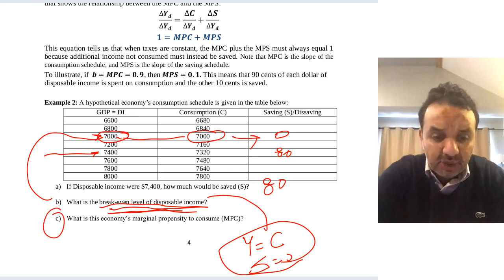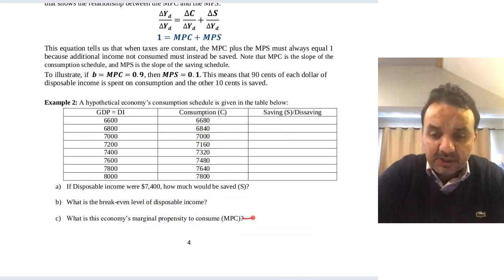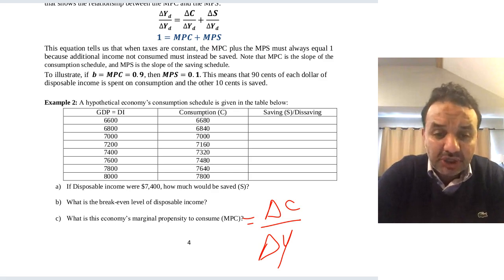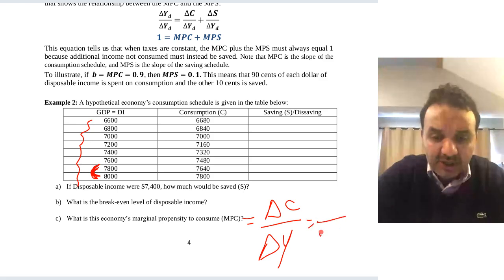Question C: what is the economy's marginal propensity to consume? Again, the formula is the change in consumption divided by the change in income. As you may notice, the change in income is equal here in this question. For instance, let's take the last two numbers. What is the change in income here? The change in income is 200. What about the change in consumption? It's also equal, which is 160.